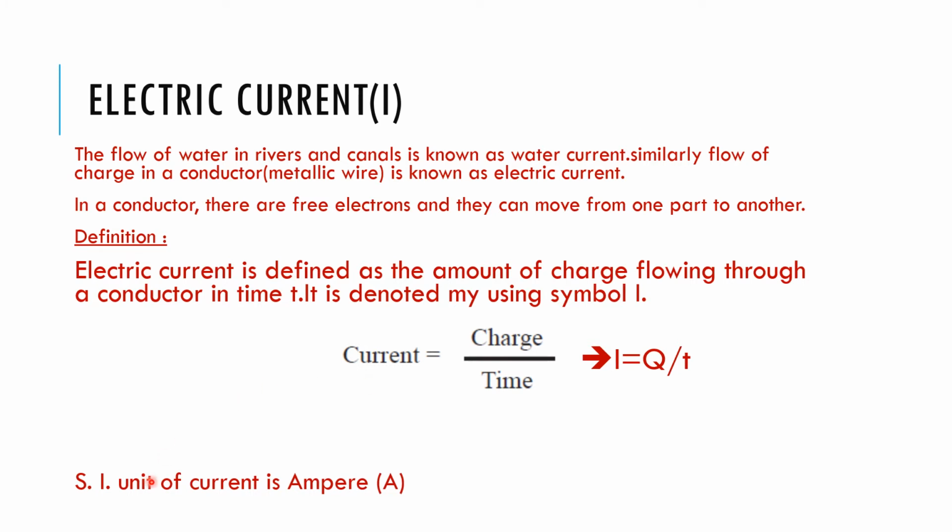Now the SI unit of electric current is ampere. This is also named after a scientist, the physicist Andre Ampere. It is denoted by A. Each of these terms, formula, definition, notation and SI unit, everything you need to remember. So now we have discussed electric charge and electric current, their notation as well as their SI units.